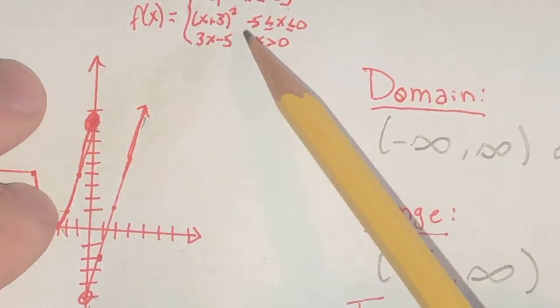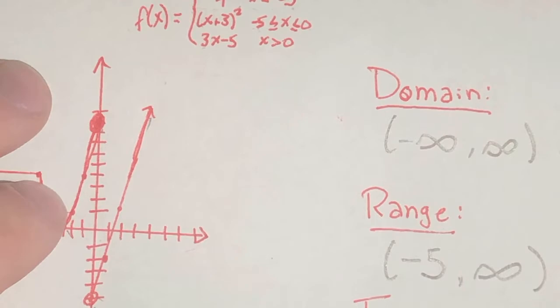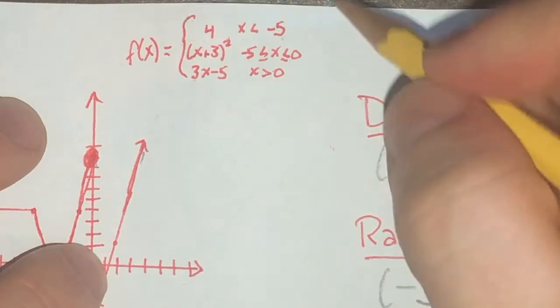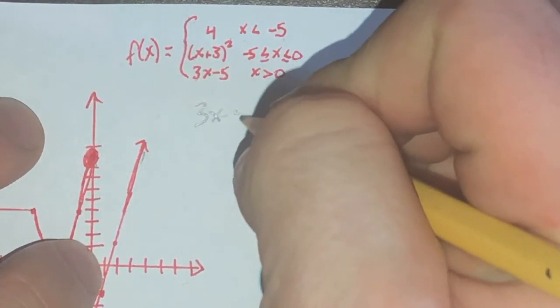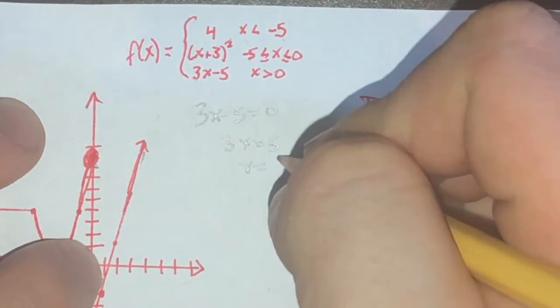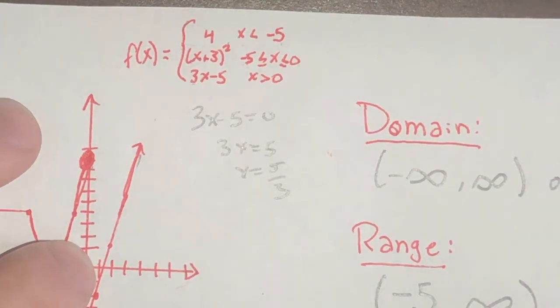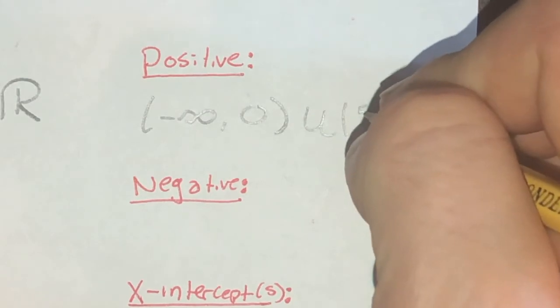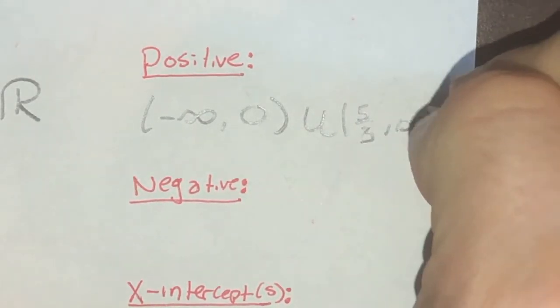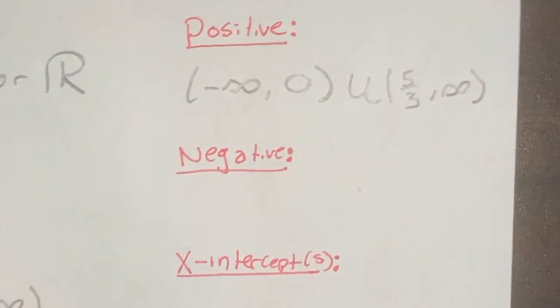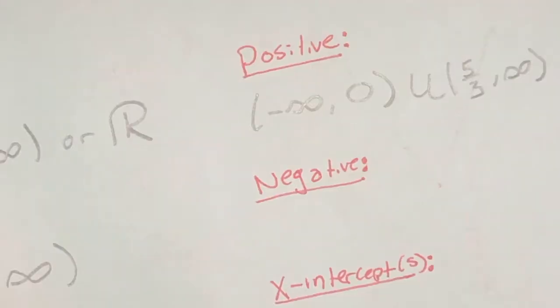Where else? Let's take a look here, the 3x minus 5. So technically, this is 5/3. If I make 3x minus 5 equal to 0, right, and I add 5 on both sides, and I divide by 3, I find out that the intercept is 5/3. So don't guess on this, okay? So the other place is from 5/3 to infinity, okay? Those are the two positives. Where is it negative? Well, it's negative from 0 to 5/3, okay?